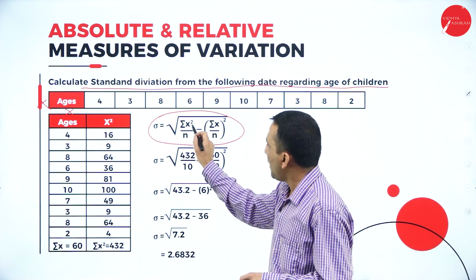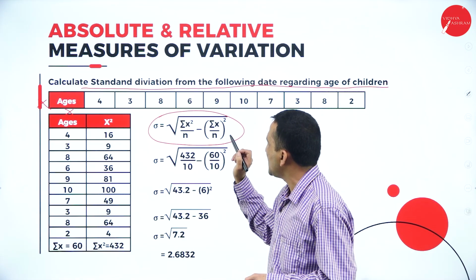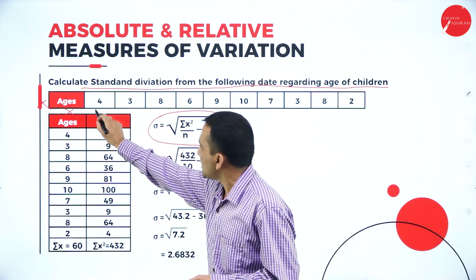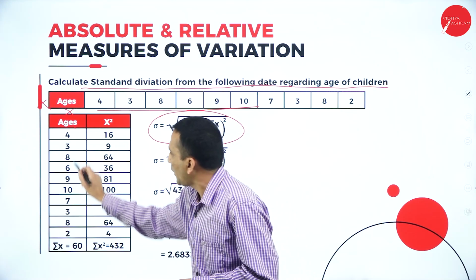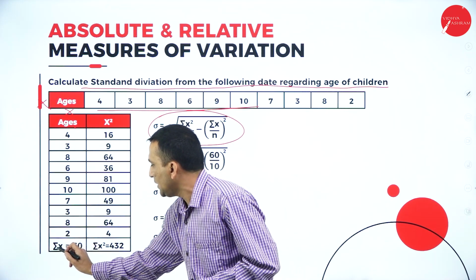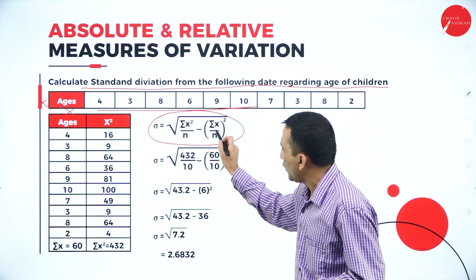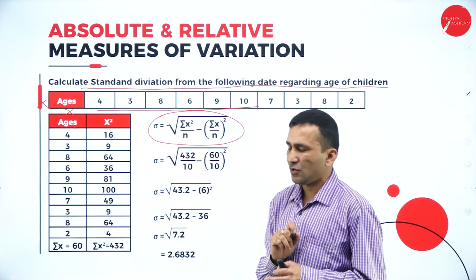So here sigma x square is there, and sigma x is there. For sigma x, the x series whatever is given, if you take the total directly you get 60. According to the formula, sigma x is equal to 60.